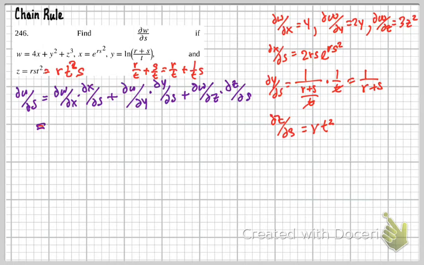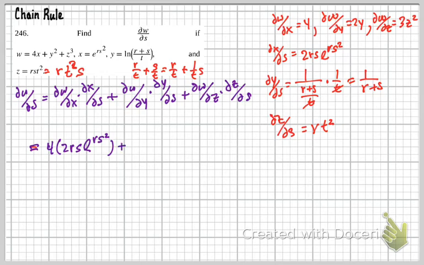Okay, so first we need a dw dx. That's 4. So 4 times, now dx ds. Dx ds is here. So that's going to be 2rs e to the rs squared. So there's the first one. Actually, we might need a little bit more room here. I might drop it down a little bit, because I'm going to run into this piece here. All right, so anyway, now let's do the next piece.